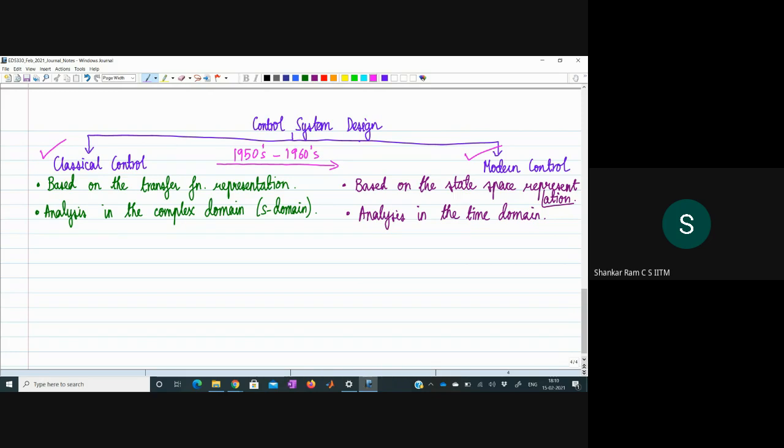It is just that in some cases, one may use modern control to our advantage. In some cases, classical control may be more advantageous. So there is no unique choice per se. Depending on the application, one may select either one of them, right?